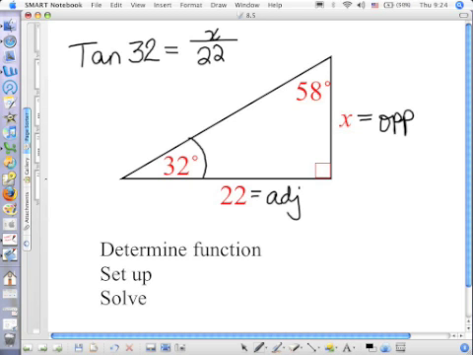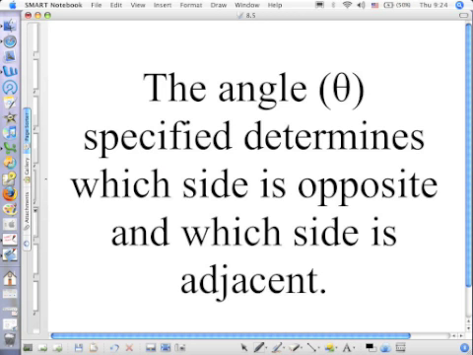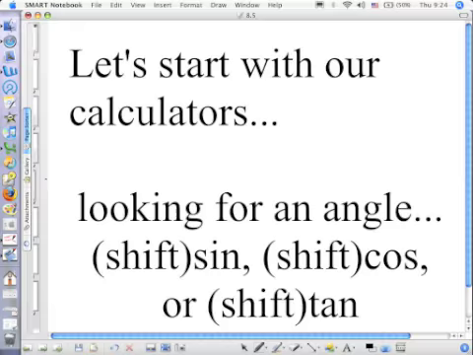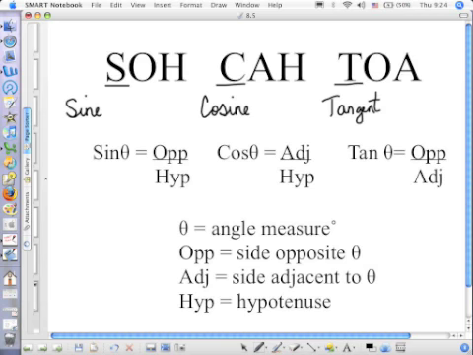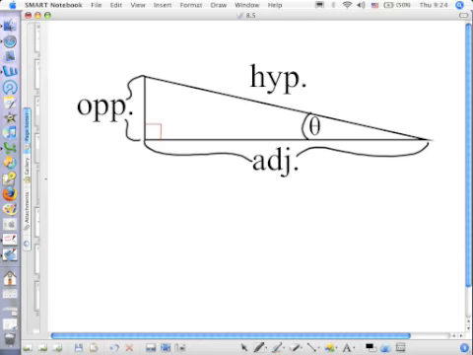Now, which one of these functions contains opposite and adjacent? Tangent. And this is where your SOHCAHTOA is going to come in. Okay? OA. This is the only one that has OA. Tangent. All right. Now let's do another.